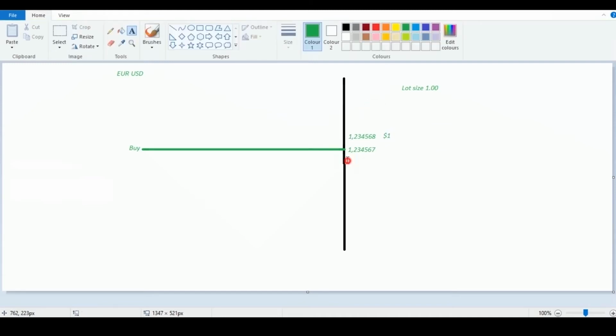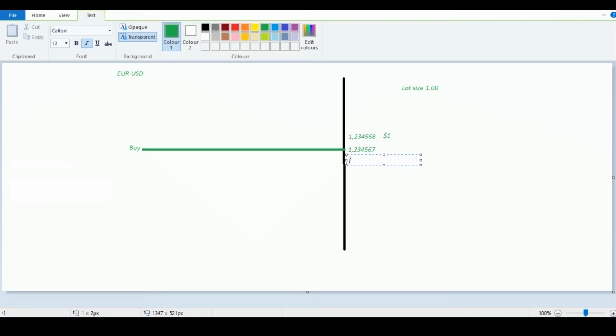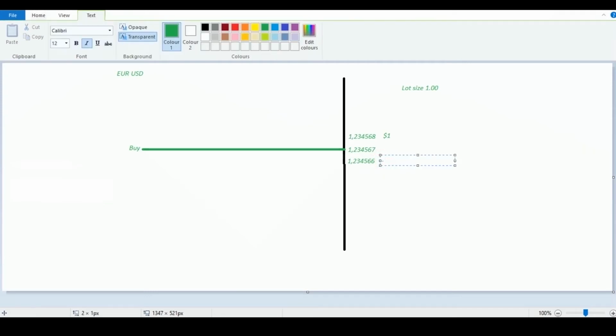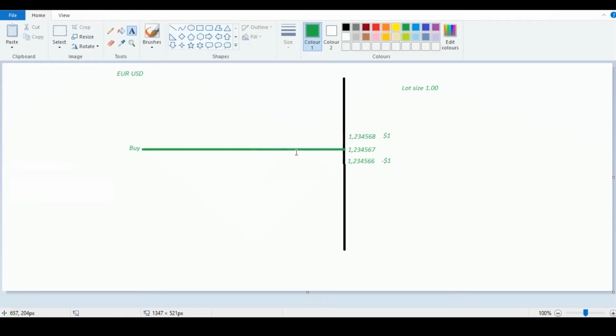But if you are buying and we move down to 1, 2, 3, 4, 5, 6, 6, if we move down to this price, then we will be losing $1. This is what happens when you buy. If you buy and price moves up, you make money. But if you buy and price moves down, you lose money.